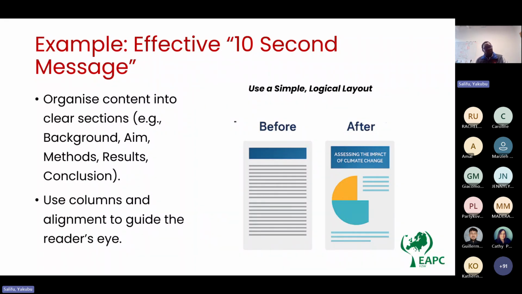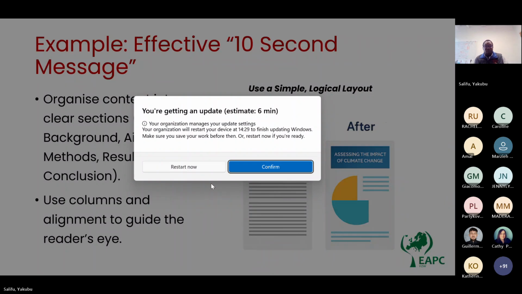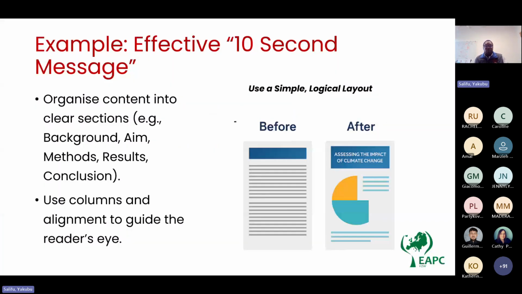So some of the things that will help you to think about the organization of the content into clear sections is that maybe if you've done a review, or maybe you are presenting an empirical work, you may want to organize them into the background, the aim, the method, results, and conclusion.